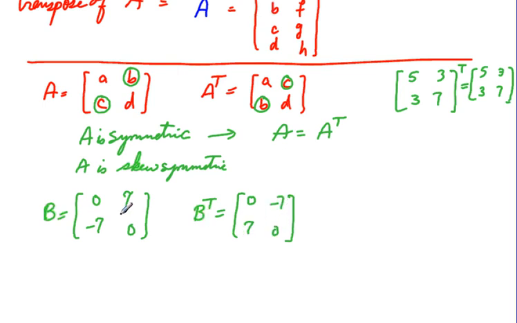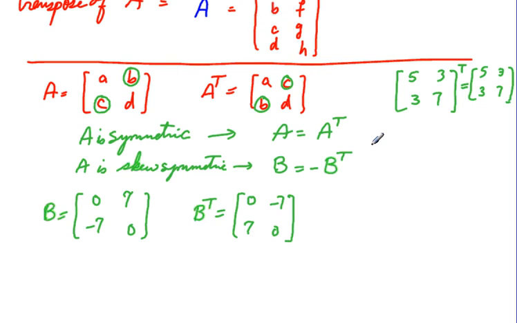Now, if I compare these two matrices, what can I say? What's the connection between the two matrices? Are they the same? Obviously not. This is 7, this is minus 7. But there is still a simple connection between these two. What's the connection? If you take a skew-symmetric matrix, transpose it, you end up with a matrix that is a negative of the original.